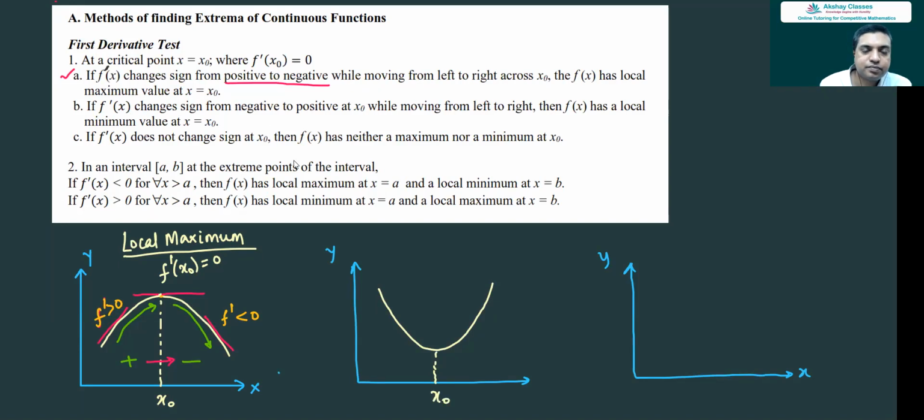X naught. This is the horizontal tangent. F dash of x naught is equal to 0. And here, f dash is positive. Towards the left, f dash is negative.